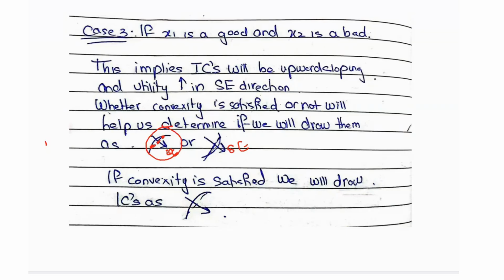If we had plotted them like this, then you can see we could take any two indifferent extremes, and the weighted average is represented by the line joining them. And in this case, we can clearly see the indifferent extremes are preferred, right? Because they're above the weighted averages in the southeast direction, right? So if convexity is satisfied, we'll draw them like this.